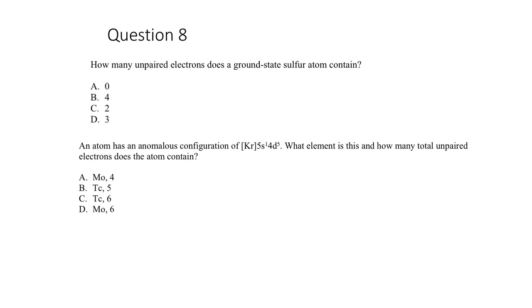How many unpaired electrons does a ground state sulfur atom contain? So let's look at the ground state configuration for sulfur. Sulfur's in the 3rd row of the periodic table. If we're doing the complete configuration, I just look at a periodic table and start looking at it. I need the 1s2 to get through hydrogen and helium. I've got to go through the next 2 elements across. That's the 2s2 into the s block, so 2s2.